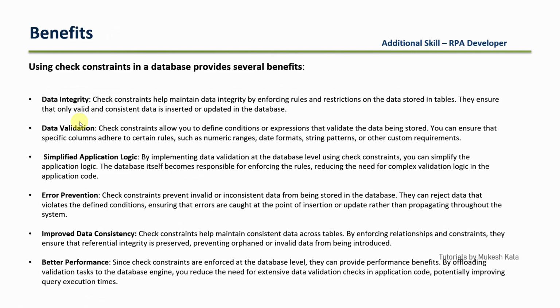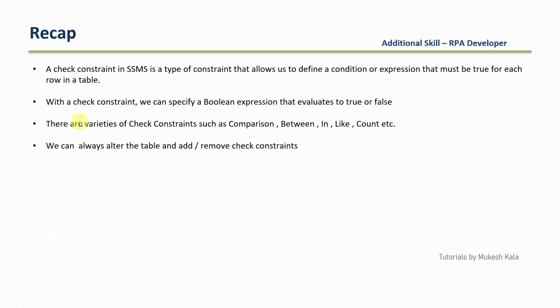So that is it all for this video. Let's have a quick recap. Today we have seen that we have a new kind of constraint which is called check constraint that allows us to define a condition or expression, but the result should be true or false, right? It's a Boolean expression. There are a variety of check constraints which we can mix with comparison, between, in, like, count and get the desired result. We can always alter the table to add or remove the check constraints, right? So I hope this constraint is clear to you.